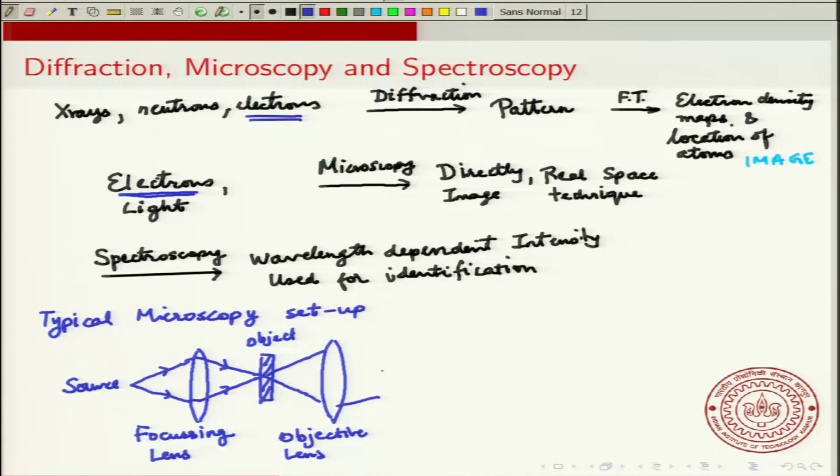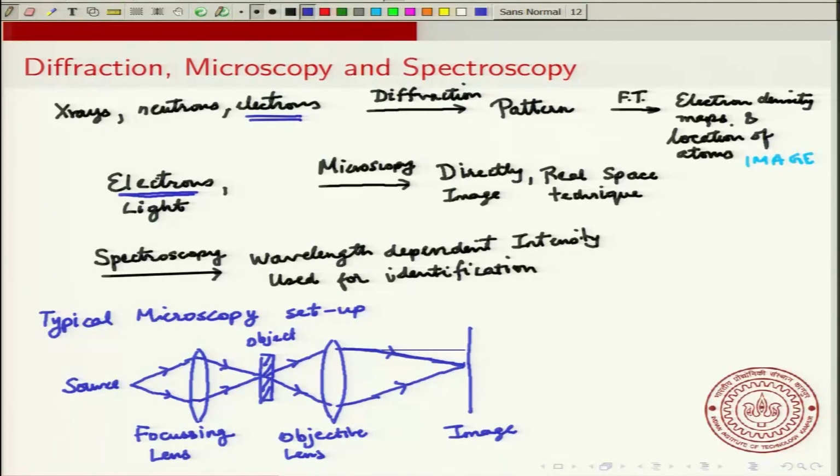And eventually it gives you the image. Okay. So, this is a typical microscopy setup, and this is what the usual optical microscope that you have used in your laboratories. Okay.